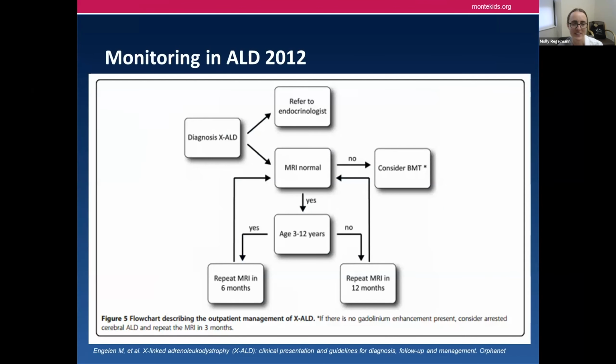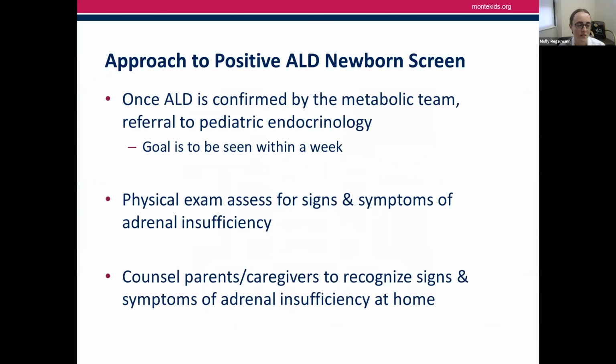I like to show this slide because this was a review article that was published in 2012. So before newborn screening, I think most in the endocrine community were not involved until children became symptomatic. And you can see that referral to endocrinologists was part of the algorithm, but there wasn't very much more to go on when newborn screening came to New York State in 2013. And so we had to develop an approach to how to manage boys and to come up with a plan.